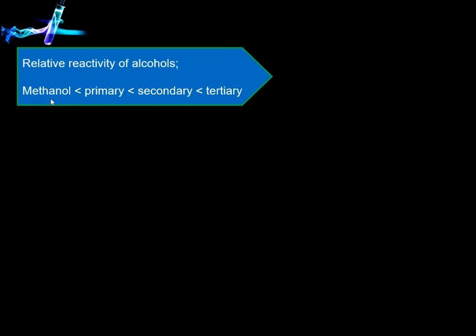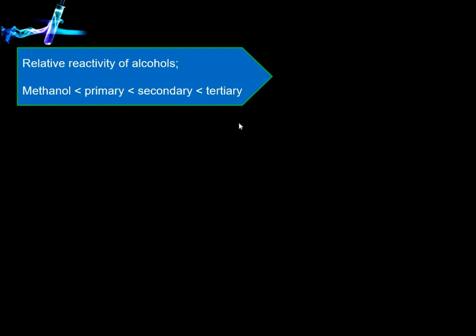The relative reactivity of various alcohols is: methanol will be the least reactive, then primary alcohols will be more reactive, then secondary alcohols, and tertiary alcohols will be highly reactive. The simplest alcohol that we know is methanol, CH3OH. A primary alcohol is one in which the hydroxyl group is attached to a carbon atom, which is further attached to one more carbon. A secondary alcohol is one in which the OH functional group is attached to a carbon, which is further attached to two more carbons. And in a tertiary alcohol, the OH group is attached to a carbon atom, which is further attached to three more carbon atoms.